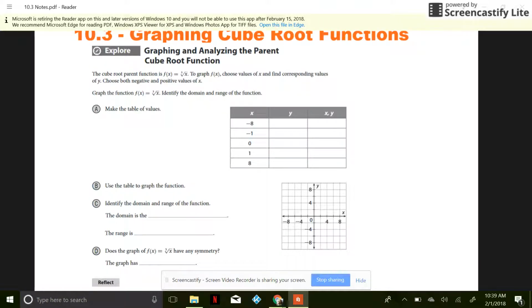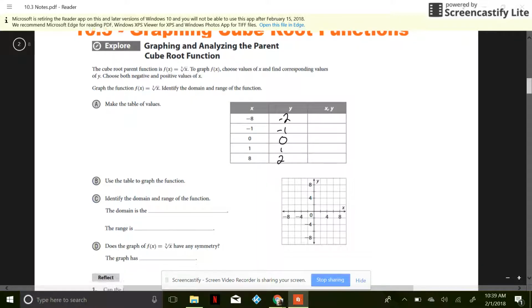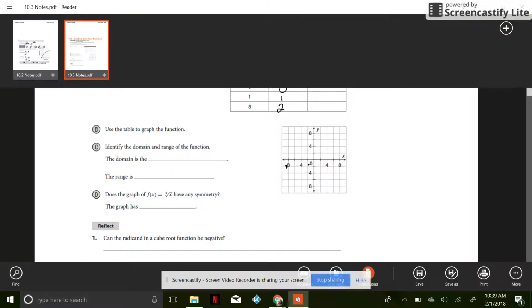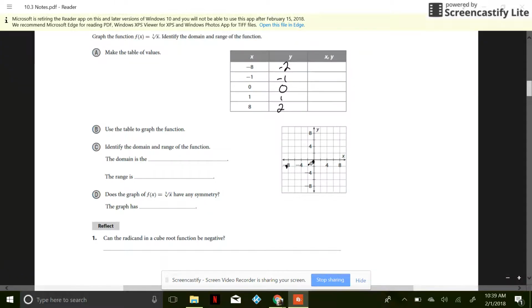We don't have to limit ourselves this time with the domain and range because we can have negatives under the cube root. So the cube root of -8 is -2. Cube root of -1 is -1. Cube root of 0 is 0. Cube root of 1 is 1. Cube root of 8 is 2. So then we can graph those points: (-8, -2), (-1, -1), (0, 0), (1, 1), and (8, 2).